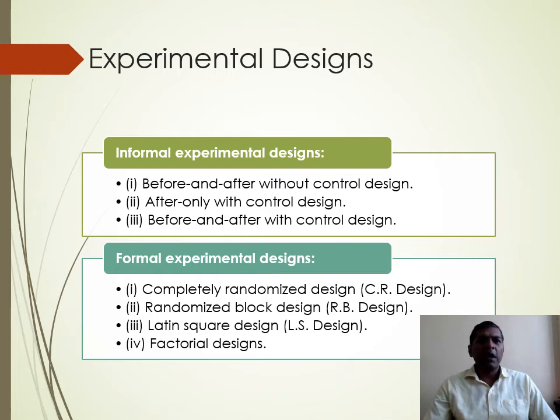One is before and after without control design. Next is after only with control design. And the third is before and after with control design. In formal experimental design, we have a completely randomized design, known as CR design; randomized block design, known as RB design; Latin square design, LS design; and the last is factorial design.